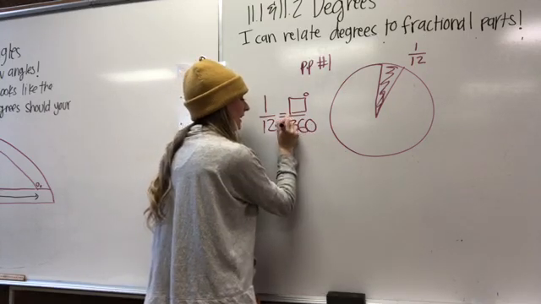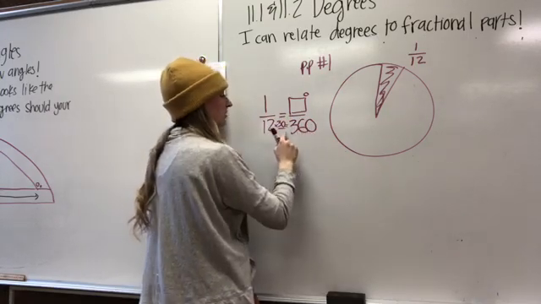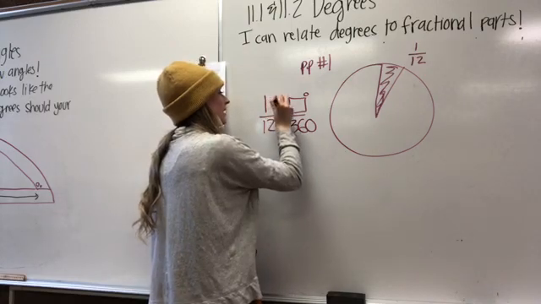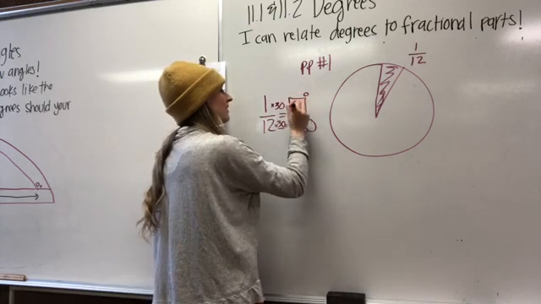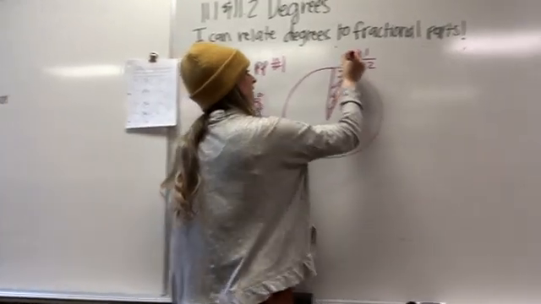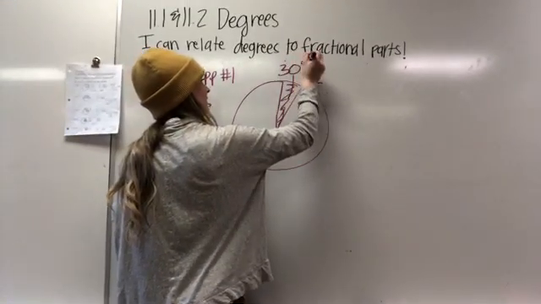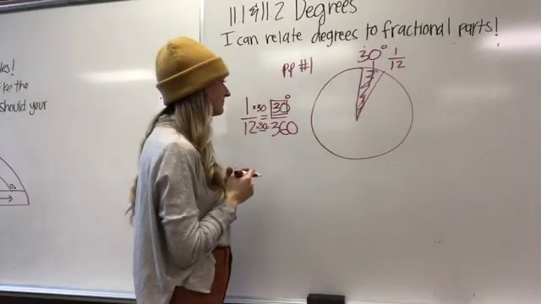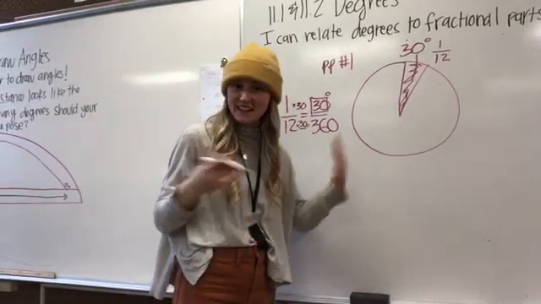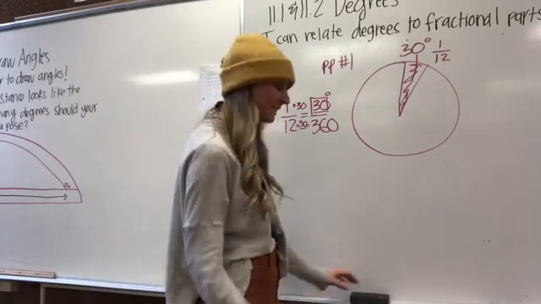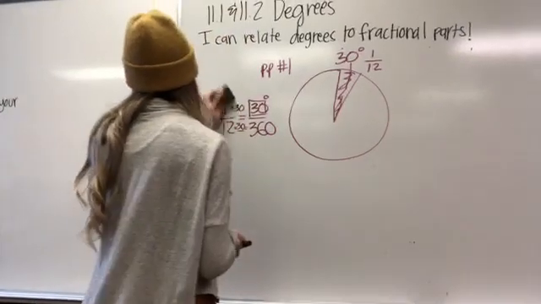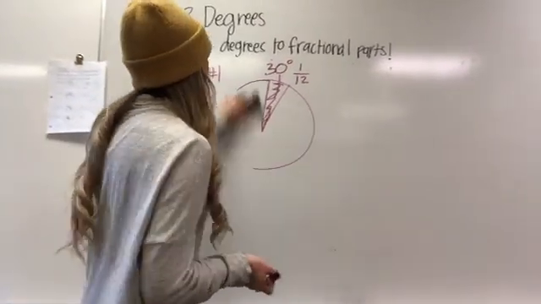Add that 0 back, add that 0 back. So 12 times 30 equals 360. Whatever I do to the bottom, do to the top. 1 times 30 is 30. So this missing degrees is 30 degrees. All right, I hope you got that. If not, we'll go over it, but I hope it's registering. Okay, we're going to try one more pause problem.